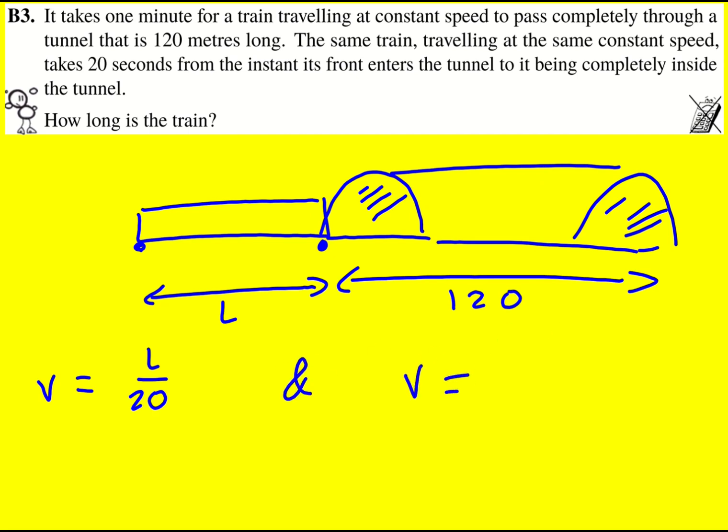Also, it takes a minute for the train to go through the tunnel. So it's got to move all the way outside. So the end point of the train has to be here. So it has to actually move 120 plus L. That's something to realize here. And that takes 60 seconds. And from that, we can create this equation.